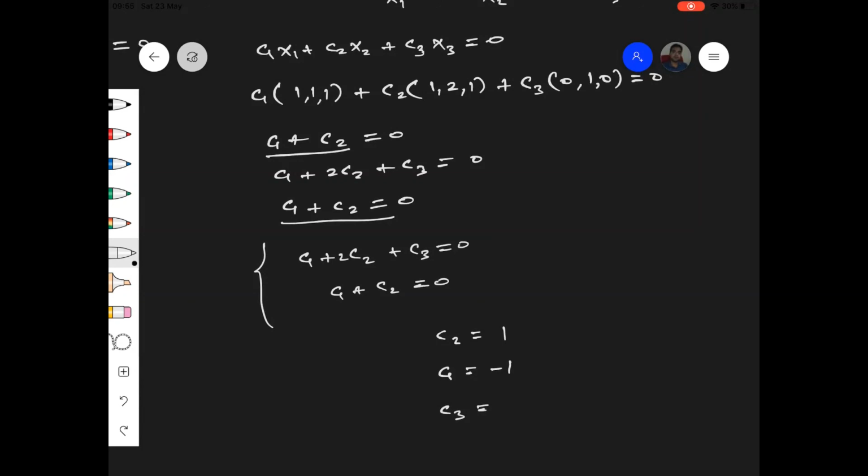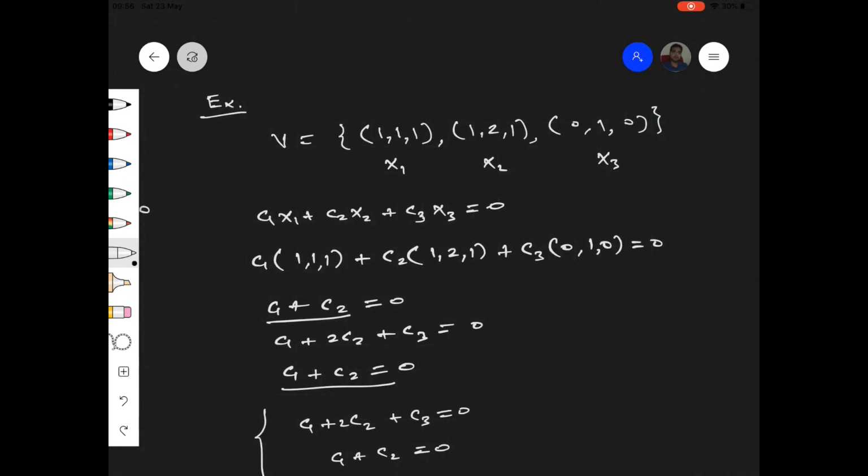So you see, in this case, when we wrote the system of linear equations and tried to find its solution, it's not a trivial solution. We have a non-trivial solution. It means this set of vectors x1, x2 and x3 is linearly dependent.